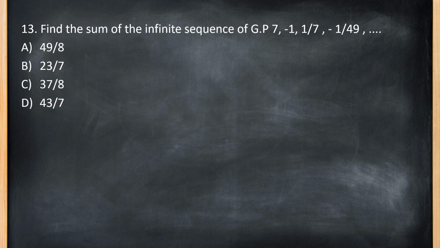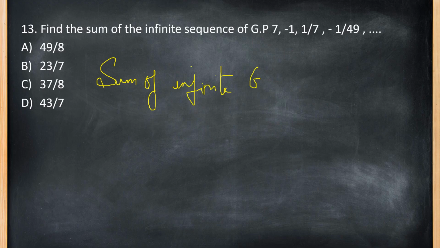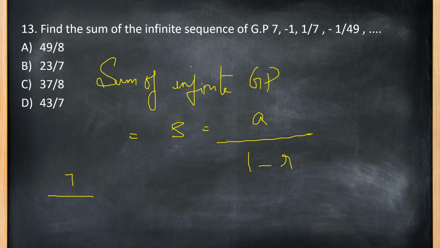Find the sum of the infinite sequence. Like in arithmetic progressions, you also have finite and infinite sequences in geometric progressions. So remember, the sum of an infinite GP is given by S equal to a divided by 1 minus r. That's it. So a is 7, divided by 1 minus r, where r is minus 1 by 7. So 1 plus 1 by 7. And that gives you 49 by 8, which is option E again.